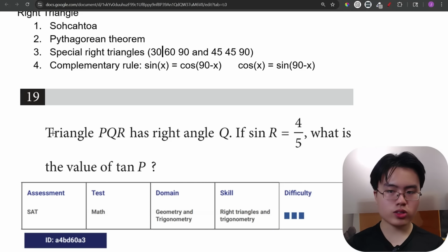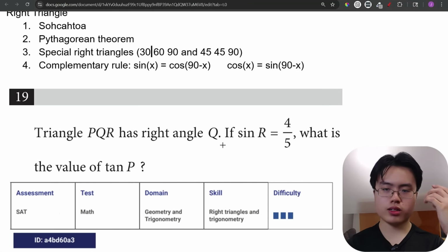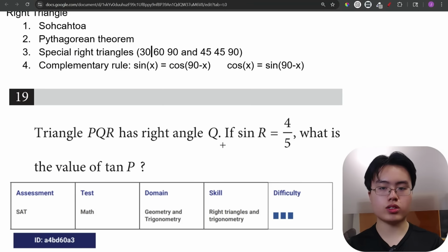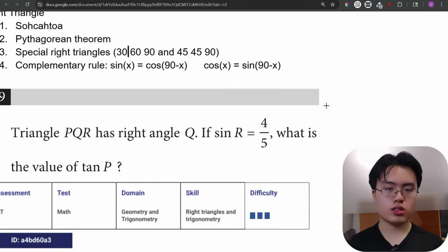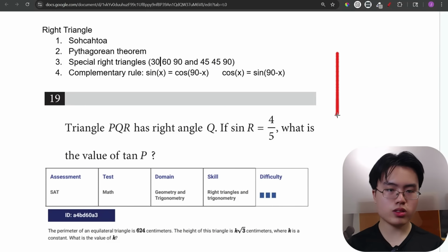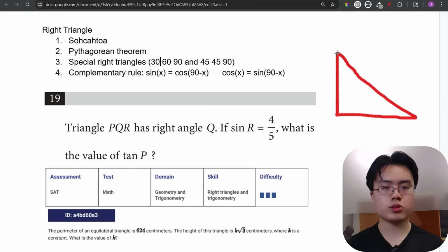So let's do it. Triangle PQR has right angle Q. So right away, I'm confirming myself: okay, this is a right triangle because it has a right angle in it. Let's draw this out. By the way, you should always draw out anything you can. In geometry and trigonometry questions, if you can draw it out, draw it out, because you don't want to do it in your head and mess up the angles. It's just a few extra seconds to draw it out.